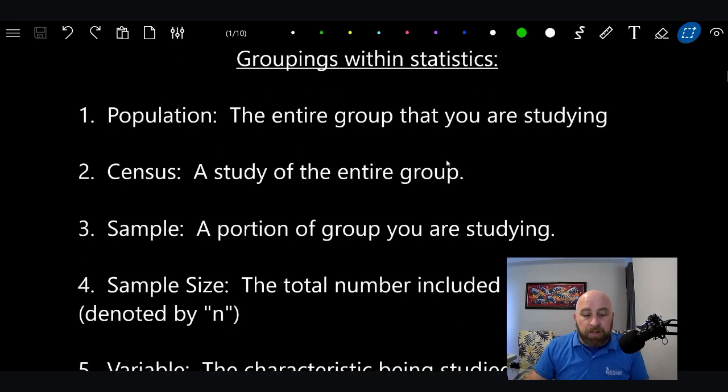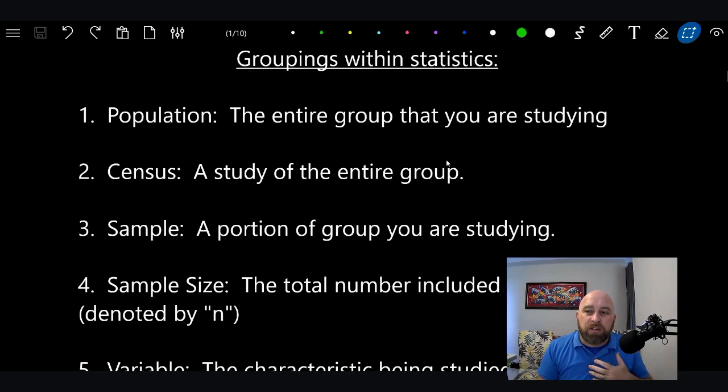There are several groupings within statistics, and I want to talk about the groupings. Really the first two, actually 1 and 3, are the two groupings, and some of the other ones just talk about the groupings. The first grouping in statistics is your population. Your population is the entire group. This is kind of easy to think about, because what is the population of the world? What is the population of the United States? What is the population of, you name it, wherever you are? The population is the total number of people that are in that state, in that country, or in the world.